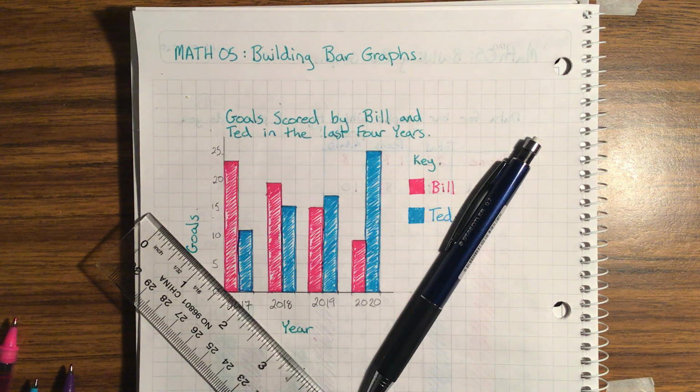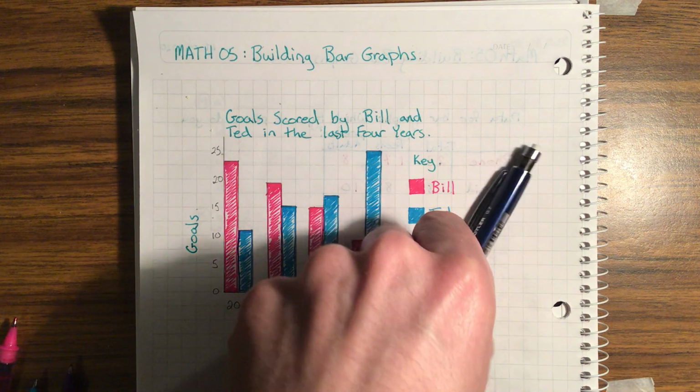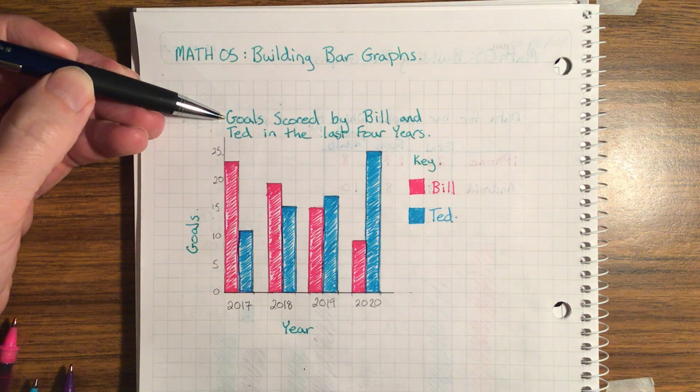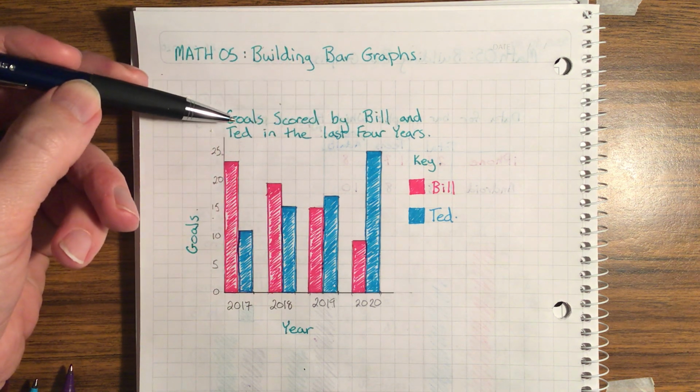Let's take a look at the parts of a double bar graph. As you can see here, I've got a double bar graph. And so let's take a look at the different parts. An important part here is the title. The title is up here, and it describes what is going on in the graph.